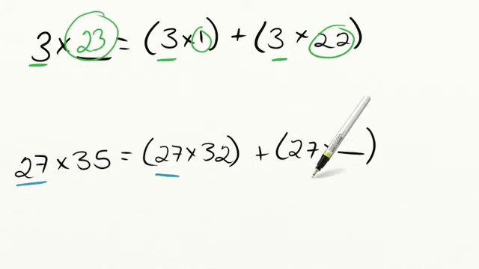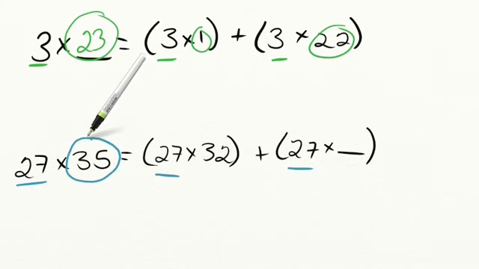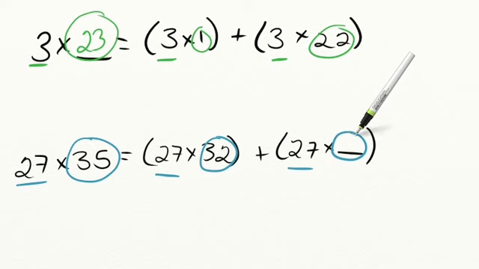27 is staying the same, so that's not the number we're breaking apart. We're going to break apart 35. So we've broken apart 35 into 32 plus blank. 32 plus 3 equals 35. And there we go. You have now just solved two examples using the distributive property.